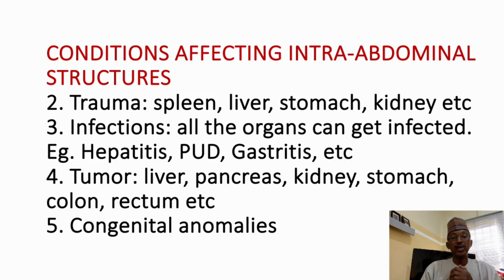That swelling can be either a benign swelling or a malignant swelling. What we mean by benign swelling is swelling that is not cancerous. With a malignant swelling, we are talking about cancer of any part of the body. And if it is in the abdomen, the liver can get cancerous, the pancreas can get affected by cancer, the kidney, the stomach, the large intestine, the rectum, and so on and so forth. All of them can get affected by cancer. And finally, congenital anomalies can affect any part of the intra-abdominal structures.